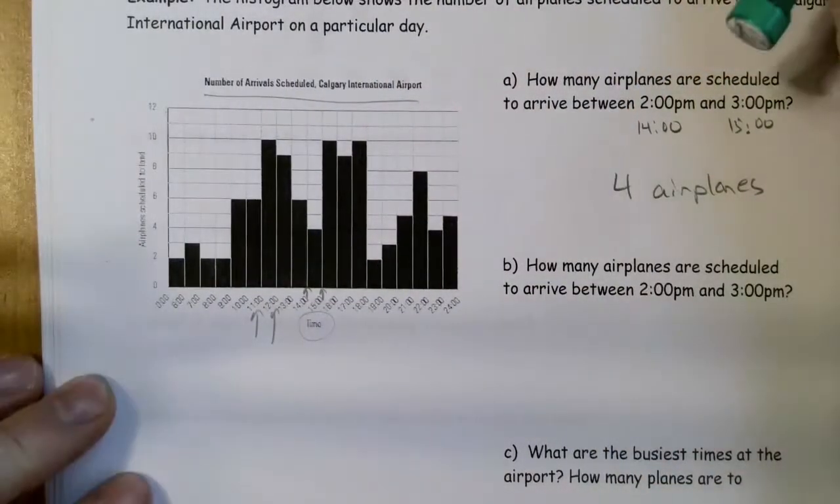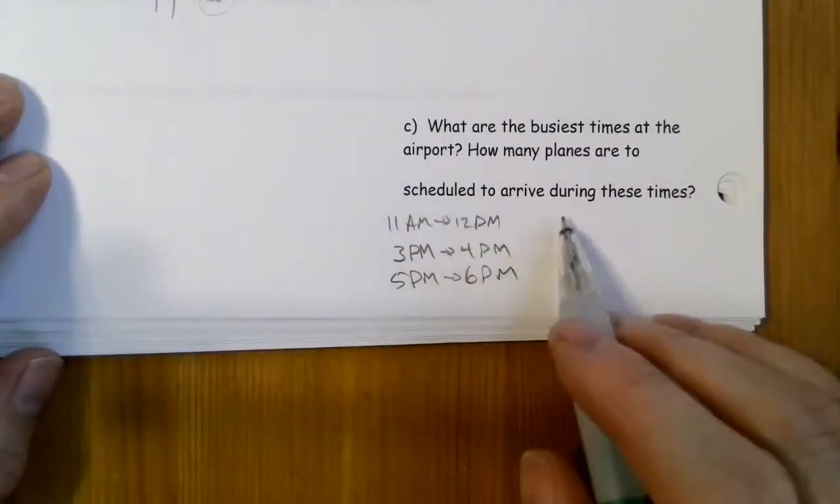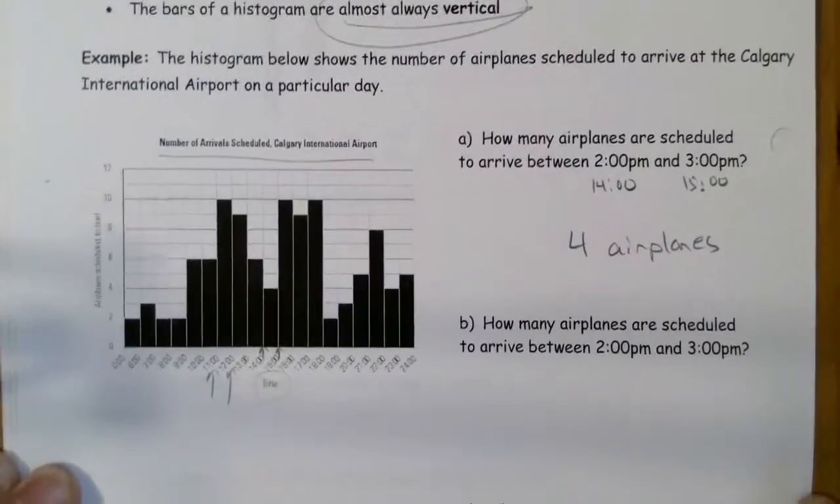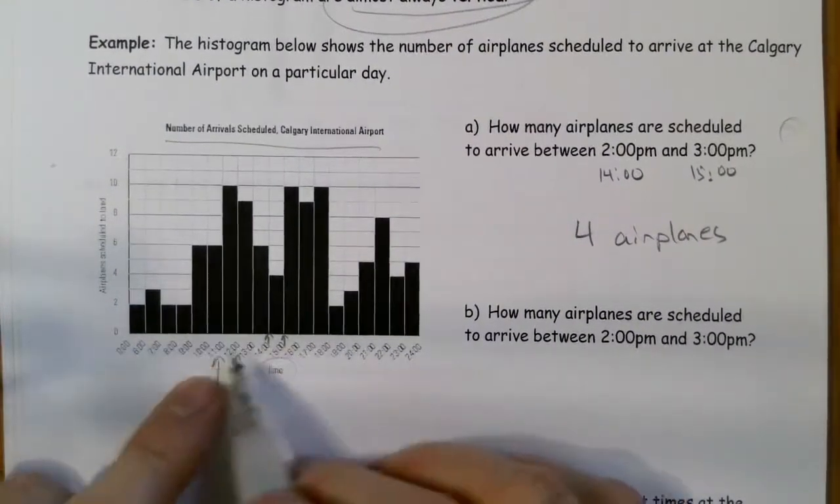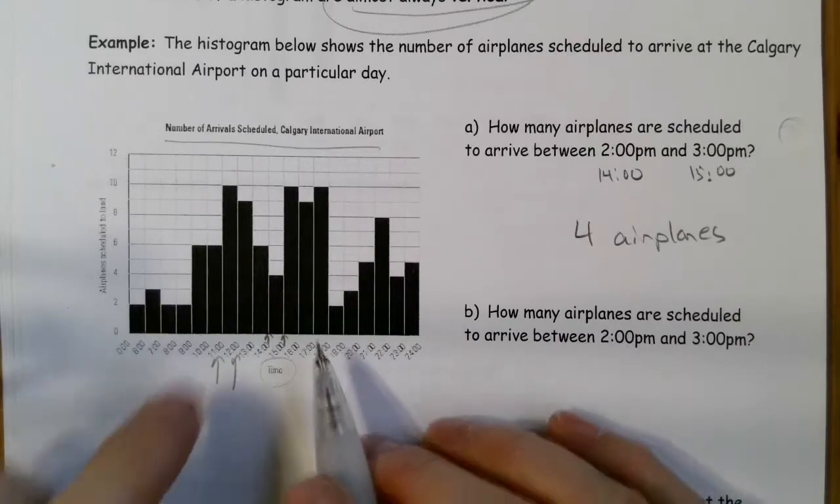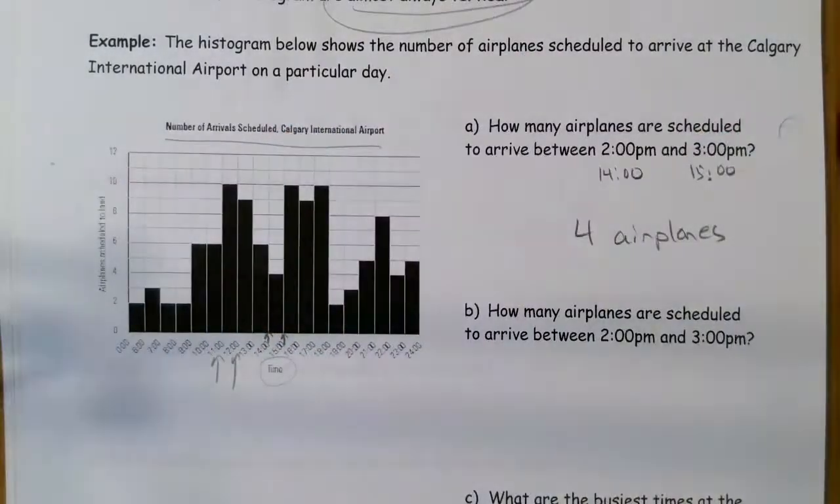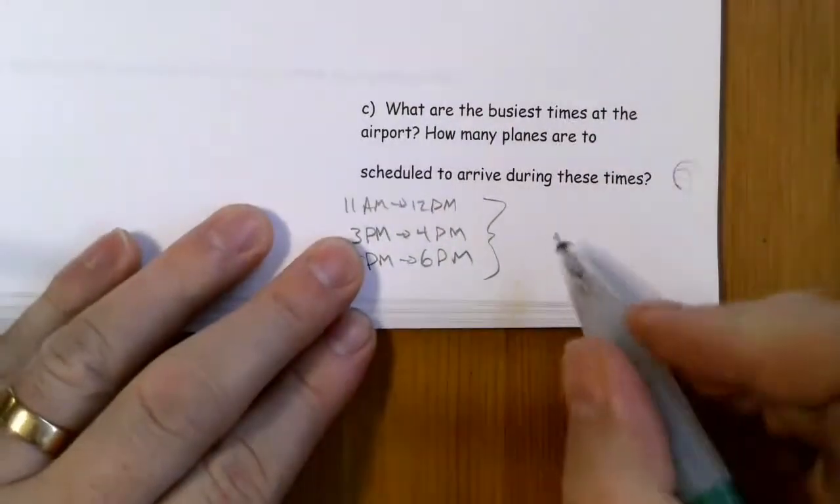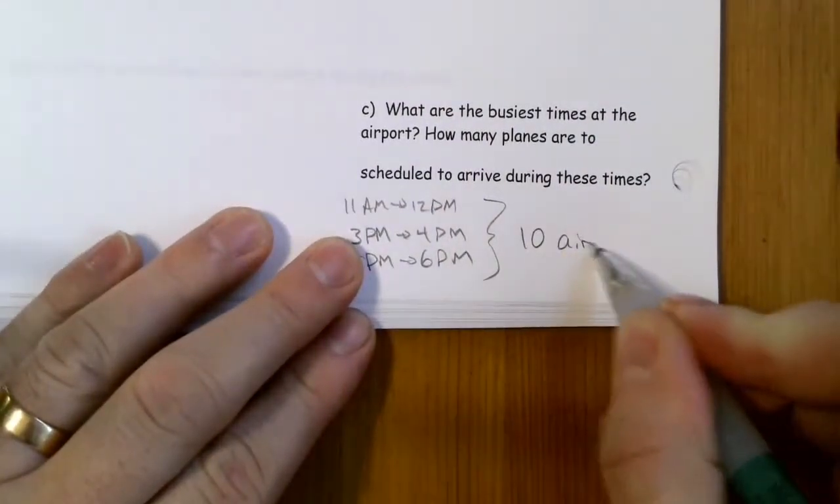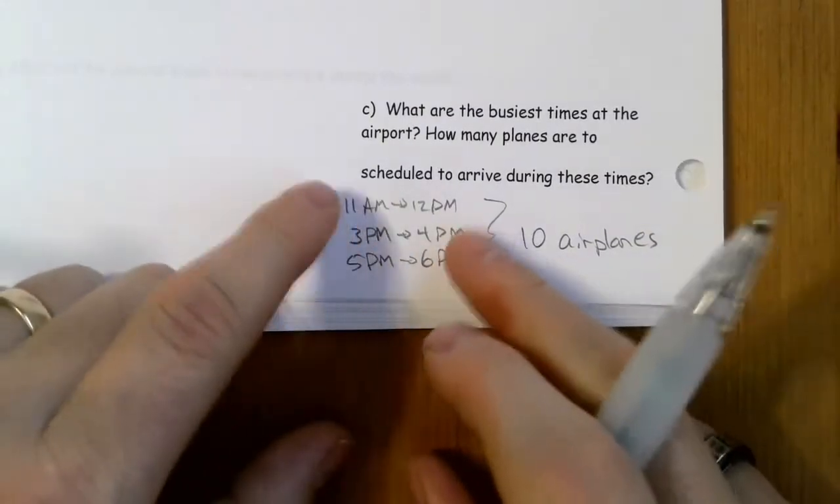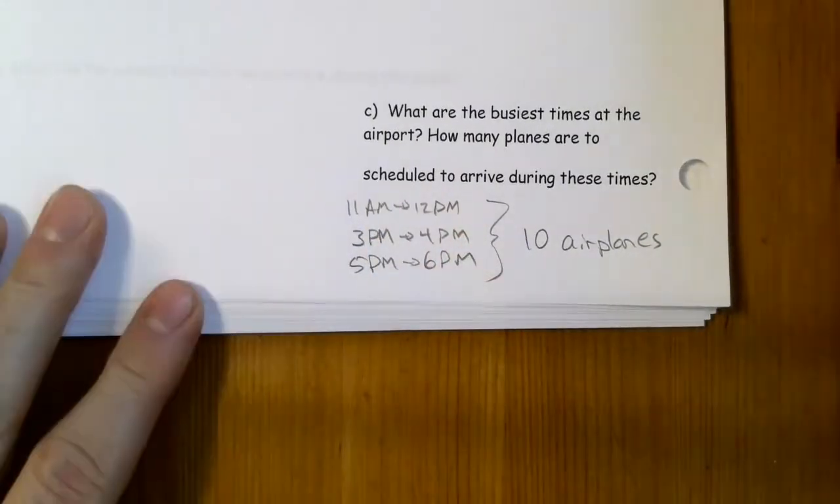Now, the next question related to this says, how many planes are scheduled to arrive during those times? For each one of those, we just have to go look at our scale. Remember, the time is on the x-axis, so we go up to the top and slide over, and it looks like we're expecting 10 planes. So 10 airplanes in each one of those time ranges to land at the airport.